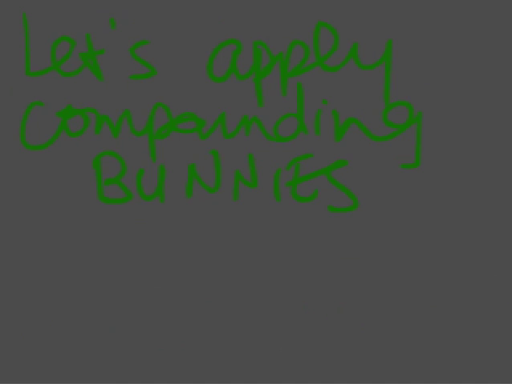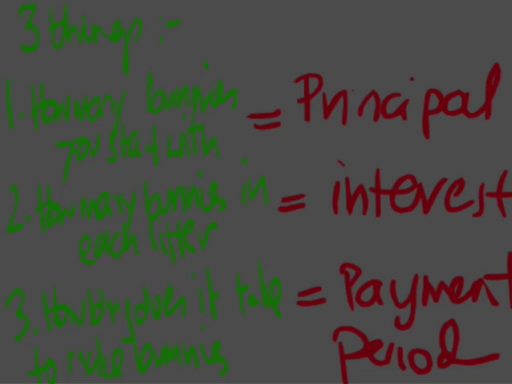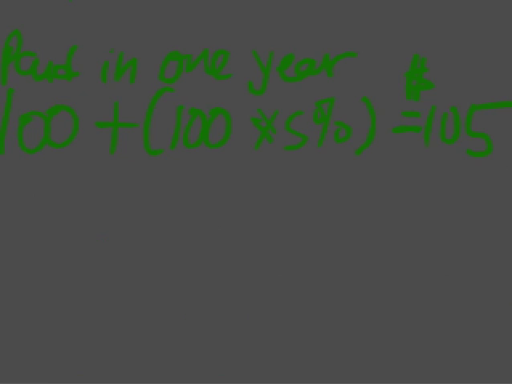Let's apply compounding bunnies to compounding interest. Let's say we start with $100 that earns interest at 5%. Remember the 3 things that you're supposed to remember from compounding bunnies? Well, they actually can be applied to compounding interest. The bunnies you start with is the principal. The bunnies in each litter is the interest. And how long it takes to make bunnies is actually the payment period. The payment period: how long does it take for interest to be paid?